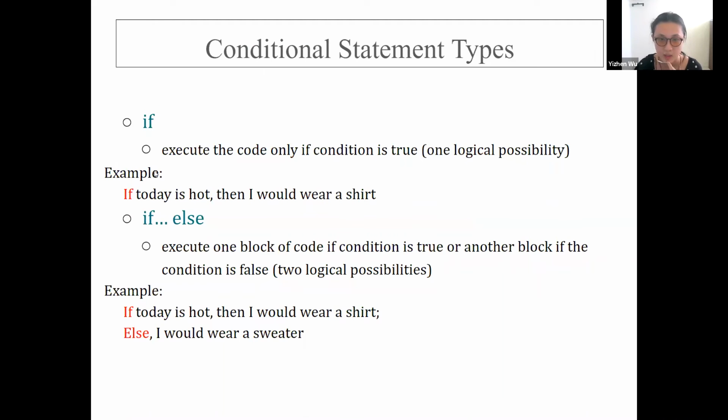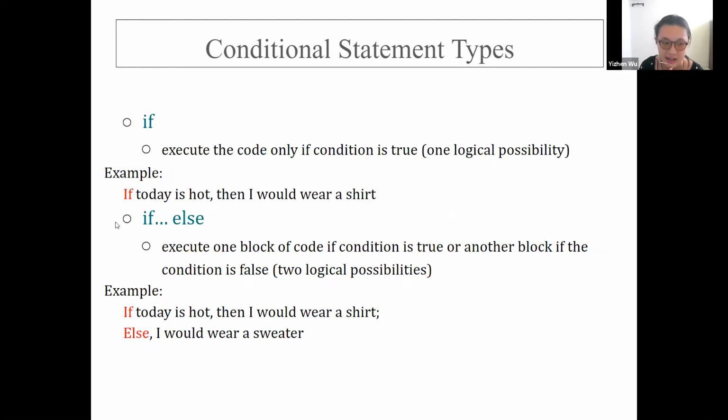And we have some different types of if statement. We have the statement that only uses the if statement, which executes the code only if the condition is true. There's only one logical possibility. For example, we may say, if today's hot, then I would wear a shirt. So if today's not hot, we don't know what we will wear. We only know that if today's not hot, we will not be wearing a shirt.